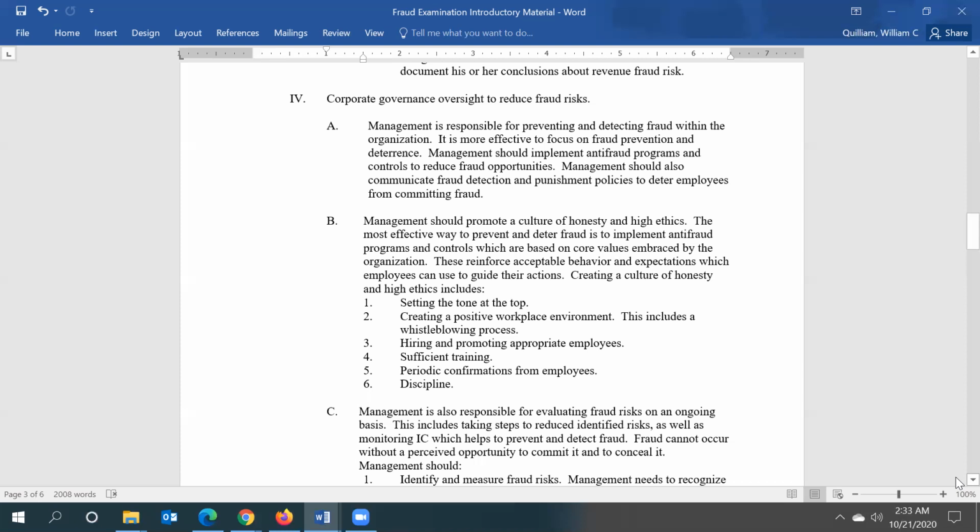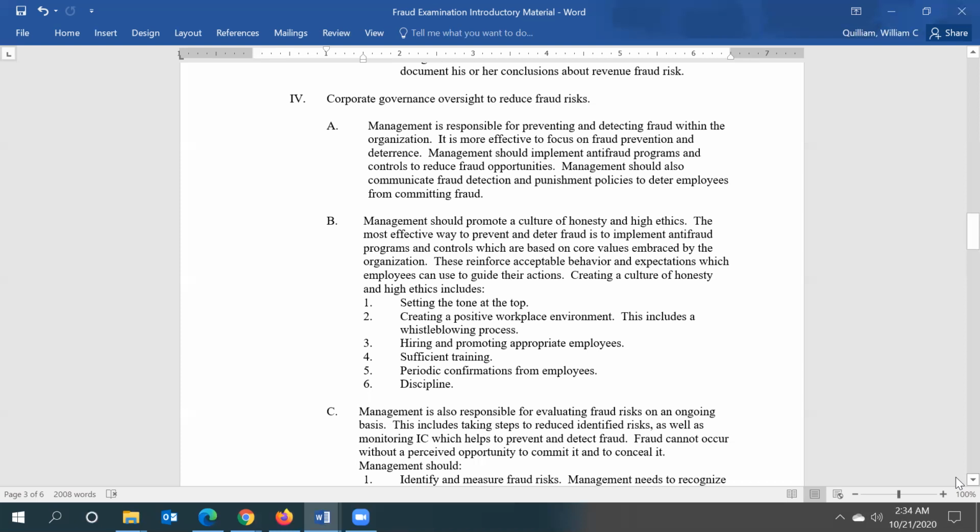Then B, management should also promote a culture of honesty and high ethics. So that corporate culture is very, very important. And the most effective way to prevent and deter fraud is to implement anti-fraud programs and controls, which are based on core values embraced by the organization. These reinforce acceptable behavior and expectations, which employees can use to guide their actions.